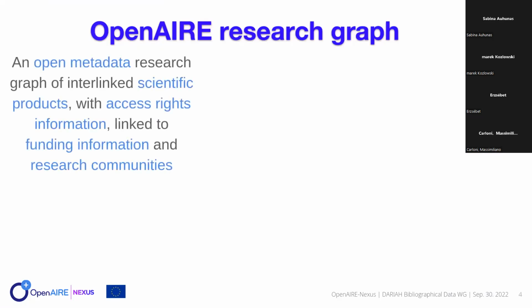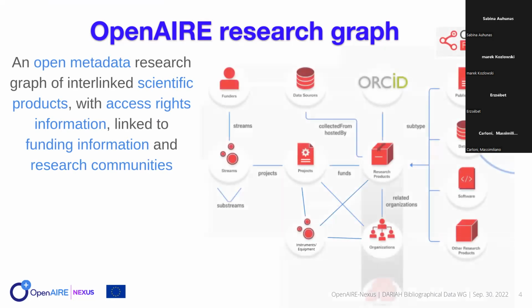The OpenAIRE research graph is an open metadata research graph of interlinking scientific outcomes with access rights information, linked information, and research communities, and also more. So you see here in the picture on the right side the resource types for literature, publications, datasets, software, and this is in OpenAIRE called a research product. This is in the middle of the right.